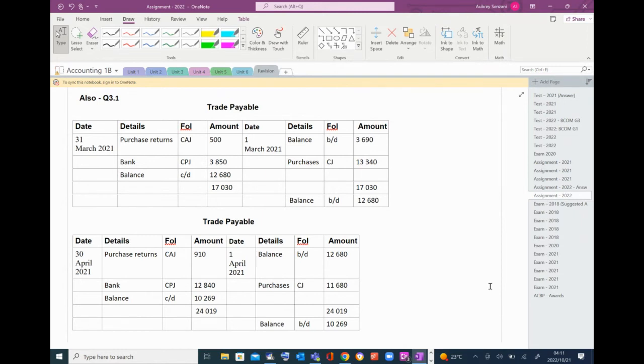Remember, on the credit side, it's increasing. Your creditors control or your trade payables is increasing, and on the debit side, it's decreasing. Can you see purchases returns? Can you see bank CPJ? We're paying. Does that make sense? If you understand those principles, then this shouldn't have been a problem for you either. The only thing that may have tripped you up was maybe the language, but otherwise, if you understood what was going on, you should be fine.